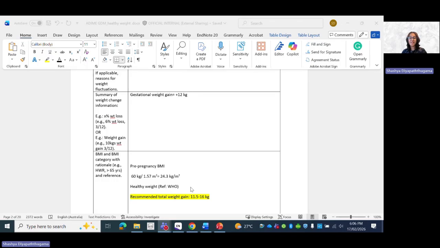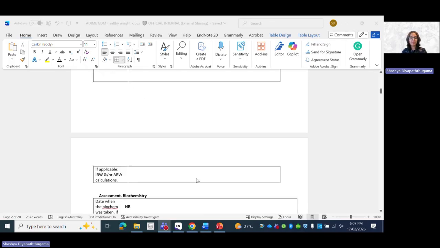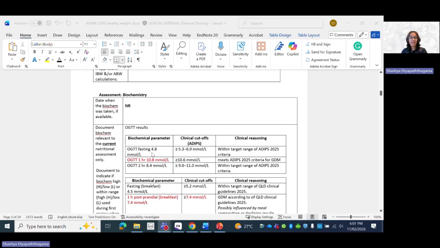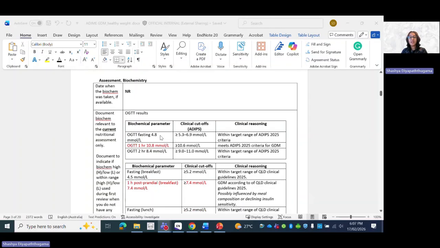So for somebody who is in the healthy BMI category, the recommended weight gain is 11.5 to 16 kilograms, if you can remember. If she was in underweight or overweight or obese categories, this recommendation would be different. So this is her recommendation, and she has gained 12 kilograms. So she is now within the recommended amount. So that's all good.